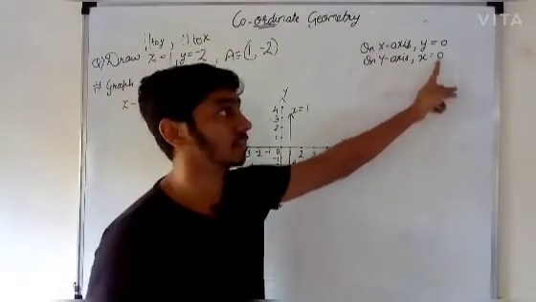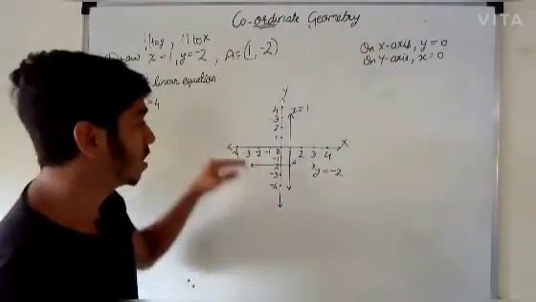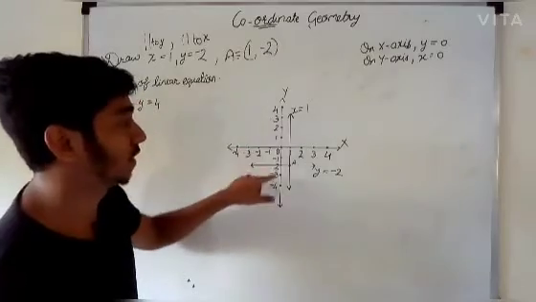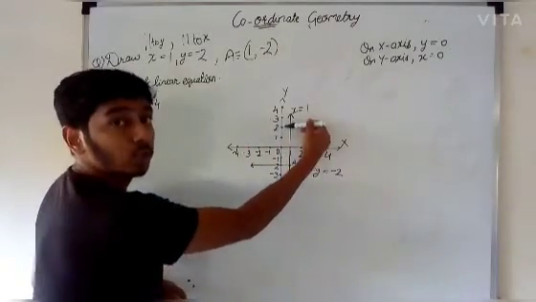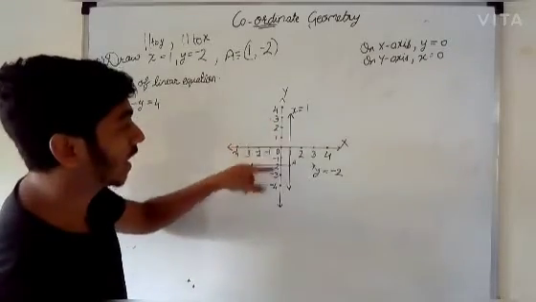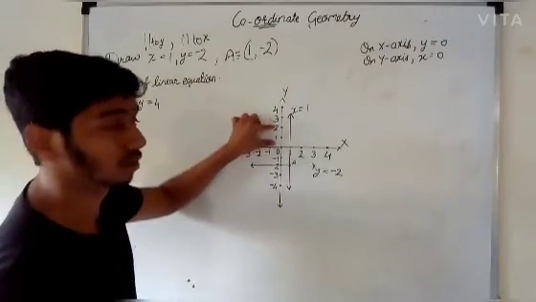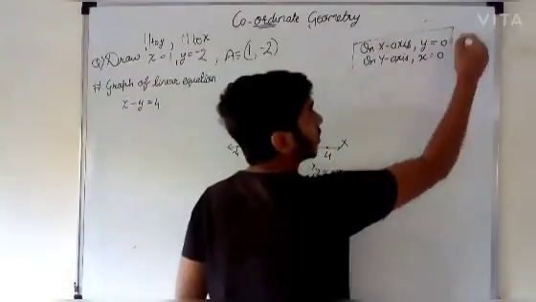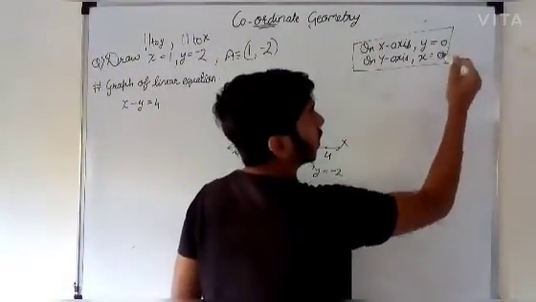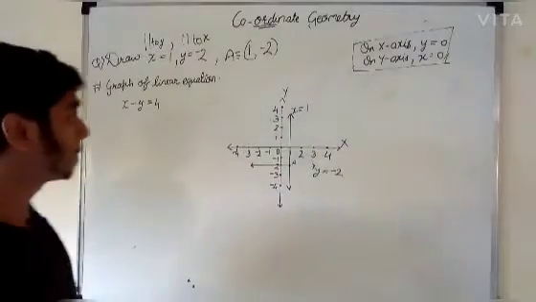On y-axis, x is 0. Means on the y-axis there is no value of x. So if I take the point 2, that means y is equal to 2. There is no value of x. So this is important. You can make a note of this.